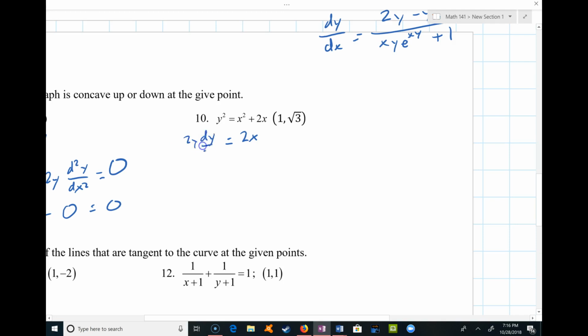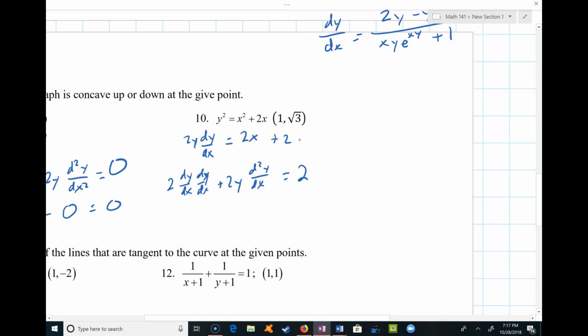2y dy/dx. All right? That would be 2x plus 2. And again, I'm looking for the second derivative, so I'm just going to take a derivative again. The product rule applied to the left side: the derivative of the first, which would be 2 times dy/dx, times dy/dx, plus 2y times the derivative of dy/dx, which would be the second derivative. And the derivative of 2x, of course, is 2. The derivative of 2 is 0.